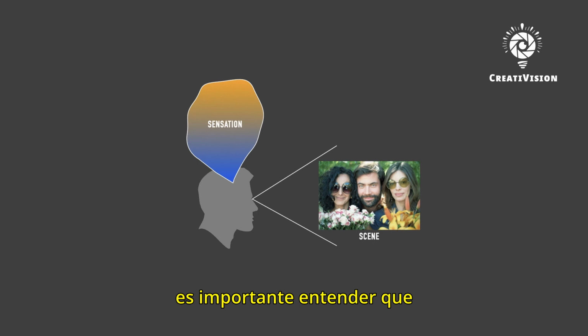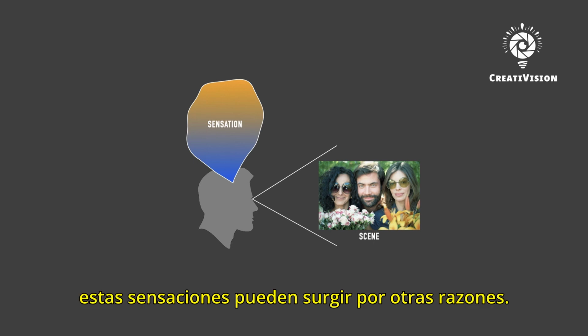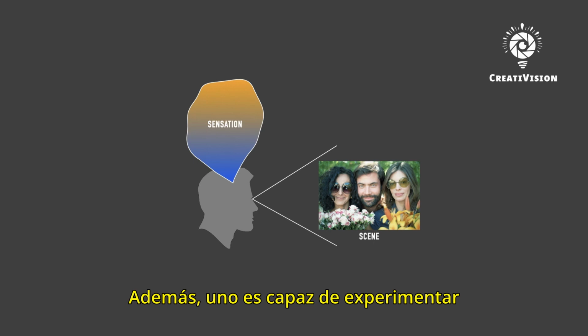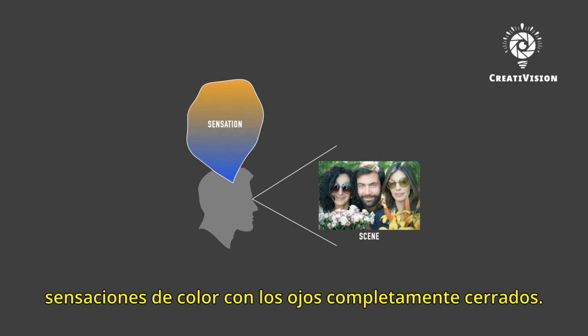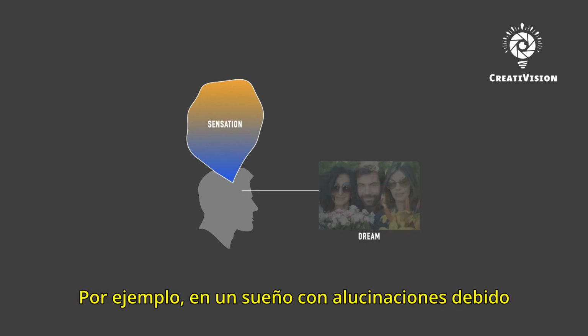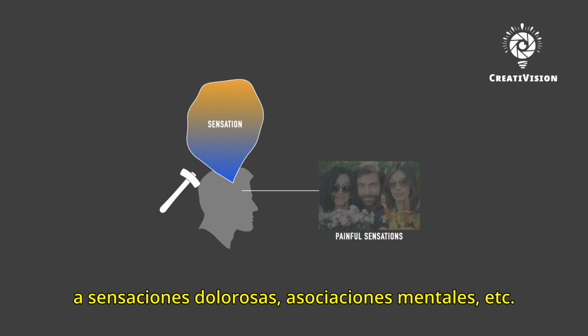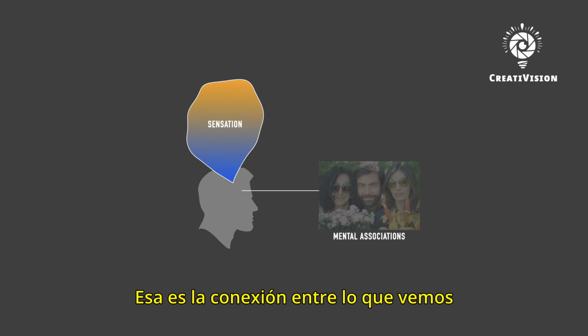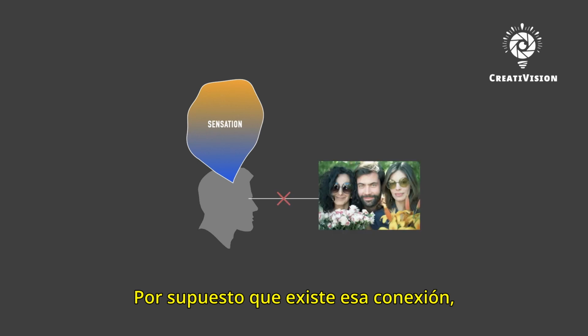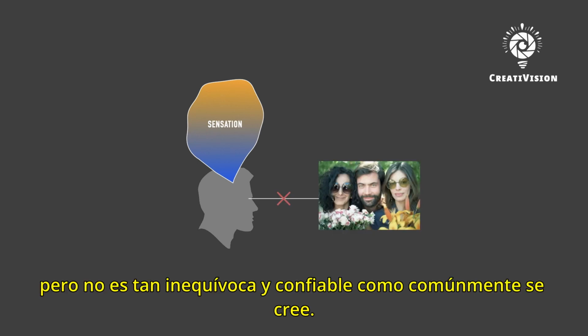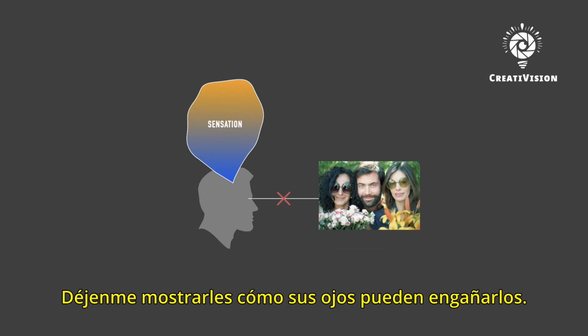It is important to understand that these sensations can arise for other reasons. Moreover, one is able to experience colour sensations with one's eyes completely closed. For example, in a dream, with hallucinations, due to painful sensations, mental associations, etc. That is, the connection between what we see and how we perceive it is rather fragile. Of course, there is that connection, but not at all as unambiguous and reliable as it is commonly believed. Let me show you how your eyes can deceive you.